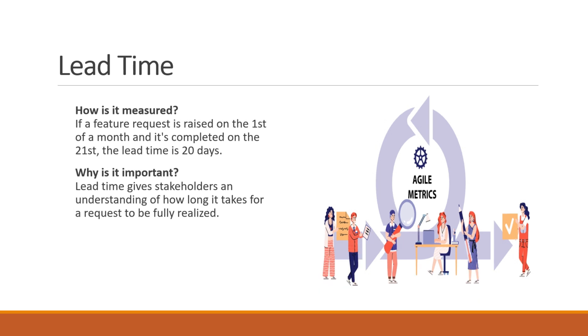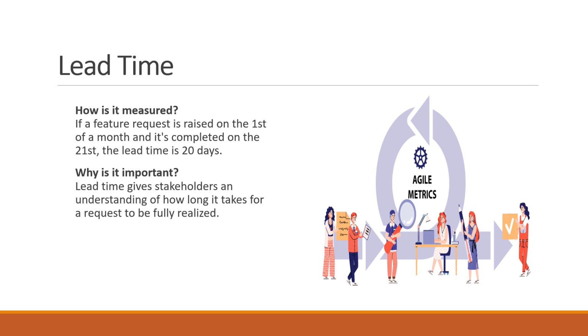Lead time. Lead time starts the clock earlier than cycle time. It begins when a new work item is created or requested and ends when the item is completed. How is it measured? If a feature request is raised on the 1st of a month and is completed on the 21st, the lead time is 20 days.